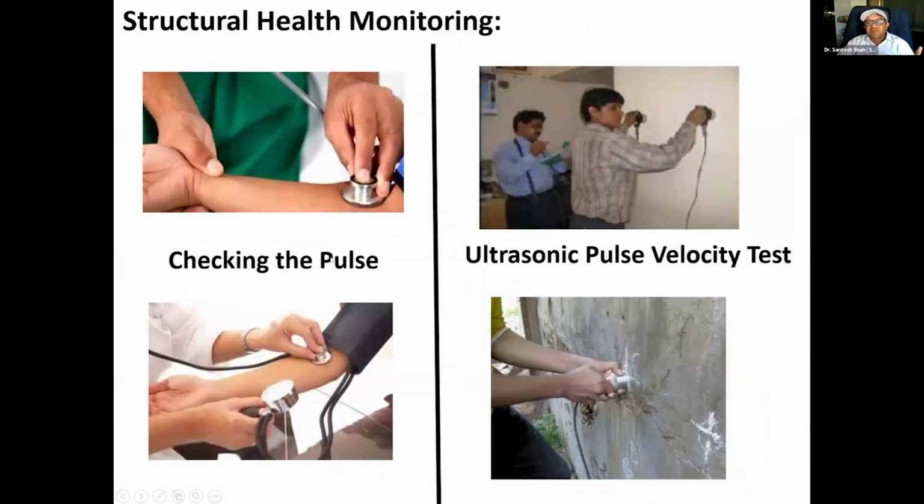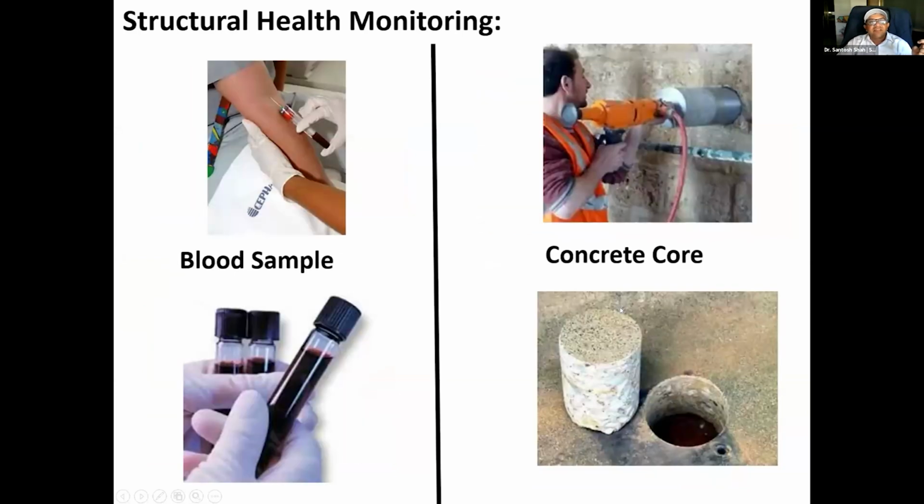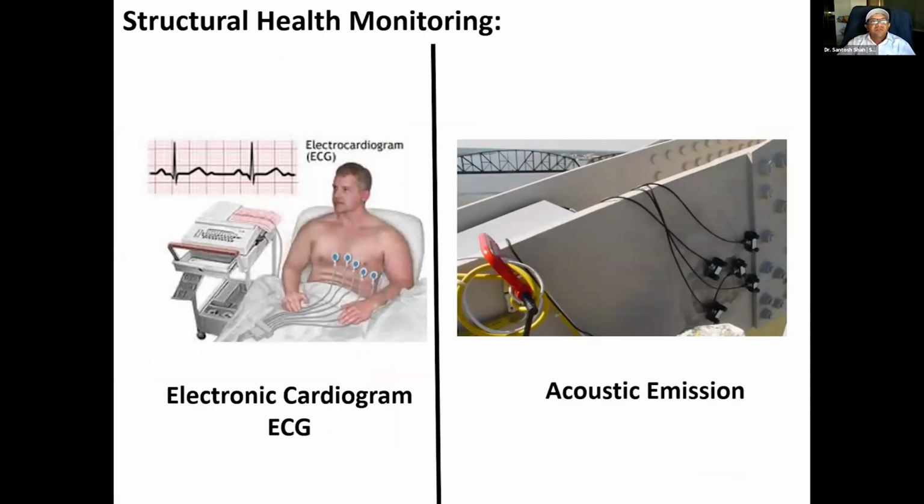He is checking the pulse; we may have the ultrasonic pulse velocity test. He is taking a blood sample; we can take the concrete core, right? So for the doctor, the patient is a human being, and for us civil engineers, the patient is our structures. I was talking about the ECG that doctors take, to check whether we are going to have a heart attack or whether we had those symptoms or not.